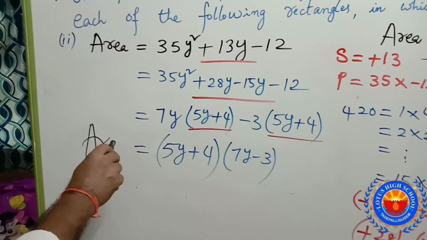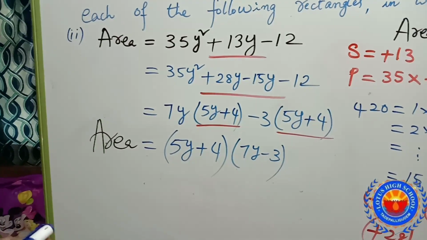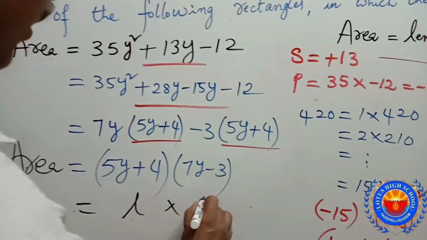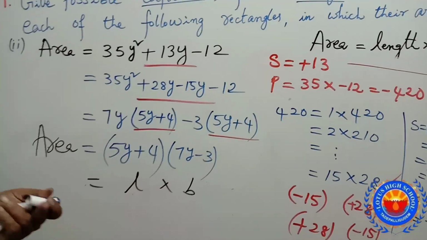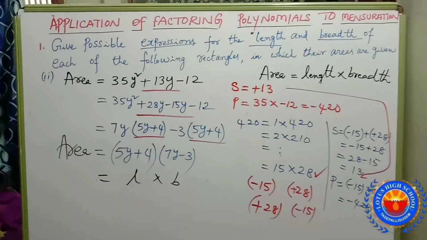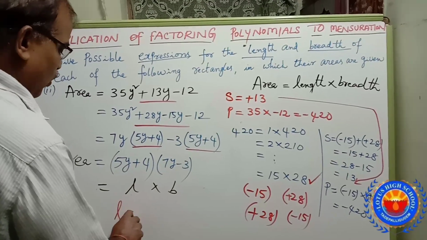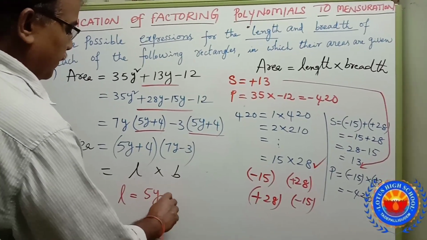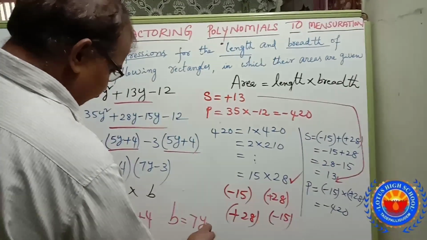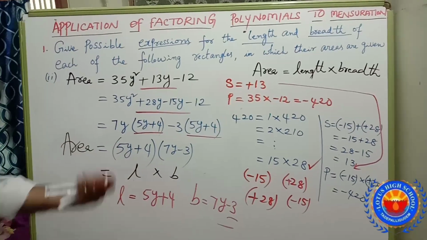Area is equal to length into breadth. Area of the rectangle is equal to length into breadth. This is length, this is breadth. So the possible dimensions, the possible expressions: length is equal to 5y plus 4, breadth is equal to 7y minus 3. If you want, you can take this one as a length and this one as a breadth, no problem.